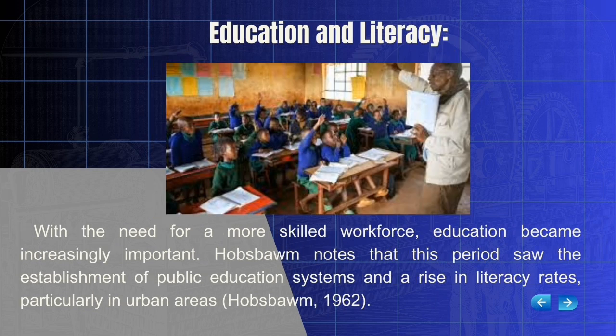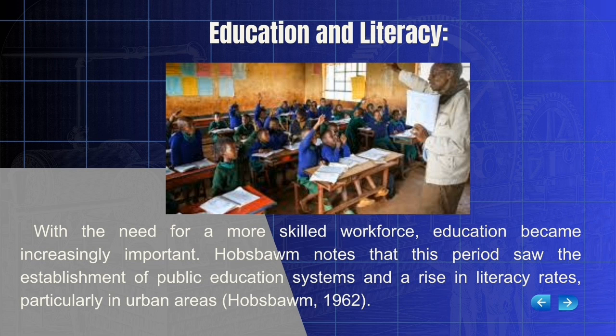Health and living conditions. The rapid growth of cities and factories created poor living conditions. Overcrowding, inadequate sanitation, and pollution led to health problems and the spread of disease. These challenges prompted the development of public health initiatives and urban planning reform.